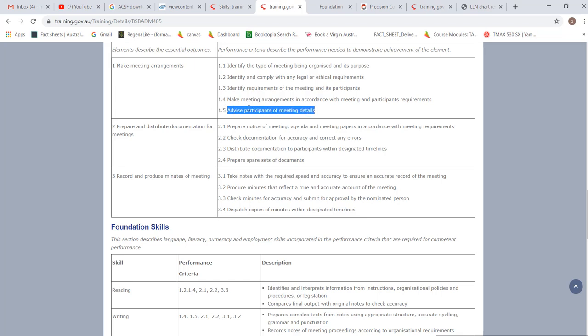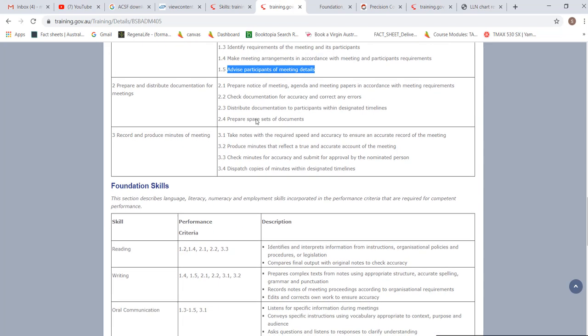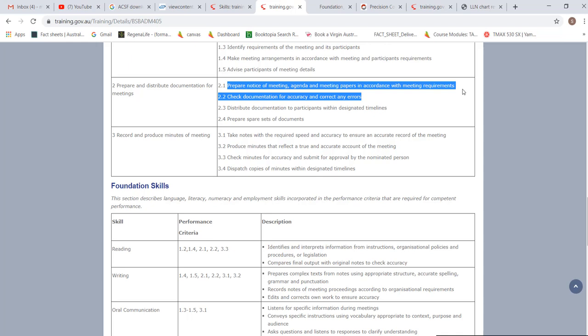Now, advise participants of meeting details. All right, so I'm going to highlight all of that, and I'm probably going to put a small W above that, because I'm going to imagine that most meetings are announced via email or via some other communication system. Now, yes, it certainly could be done orally as well. Okay. Now, 2.1, prepare notice of meeting agenda, meeting papers in accordance with meeting requirements.